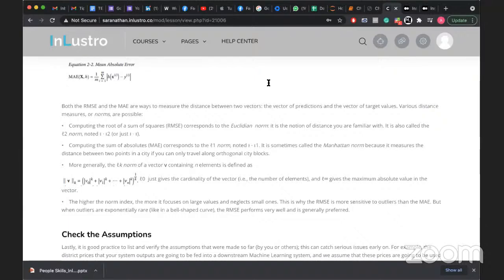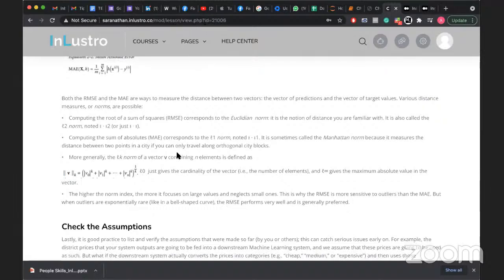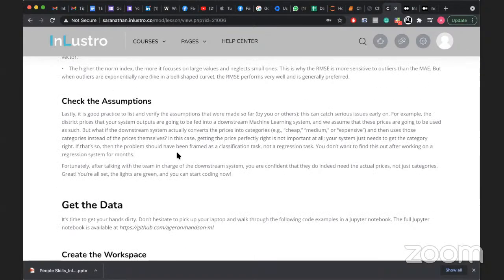Okay. Good. Moving on. So the good practice is to list and verify the assumptions that were made so far, catch issues early on in the process. Some district prices that your system outputs are going to be fed into a downstream machine learning system. And we assume that the prices are going to be used as such, that the numbers are going to be used.